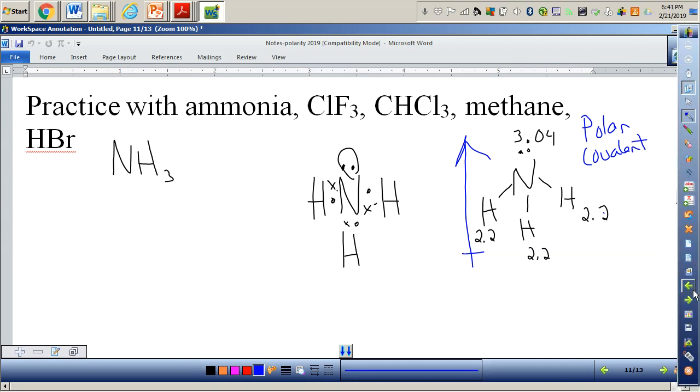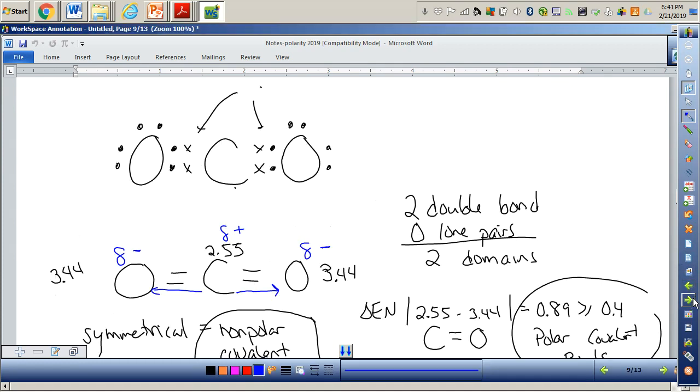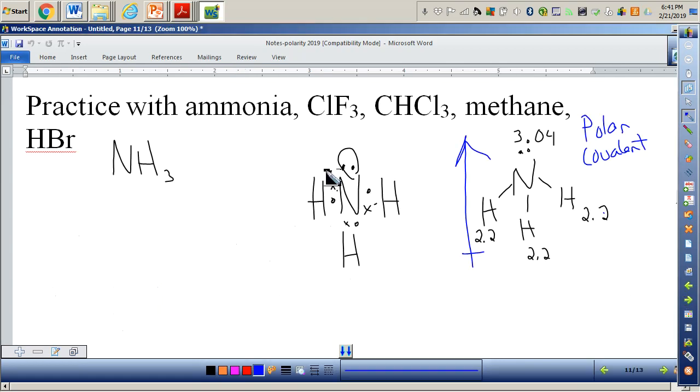What's another nice, easy way to know that it's polar? Criteria 1, lone pairs on the central atom. Because nitrogen had lone pairs, that told me, without having to draw it, that it's polar covalent.